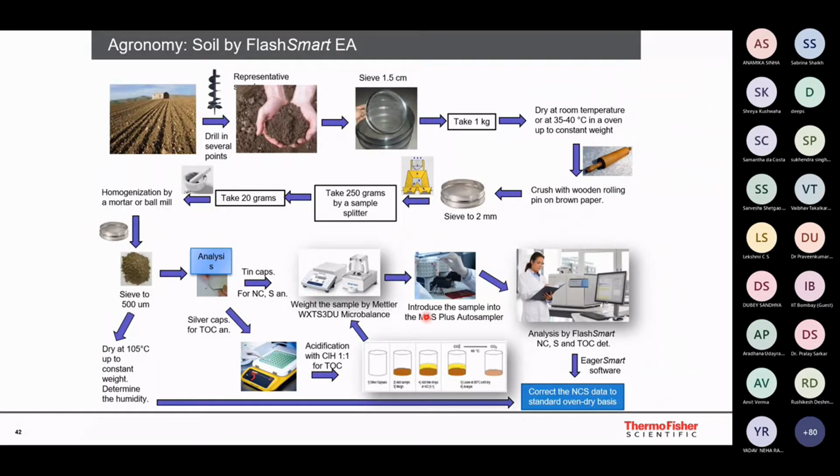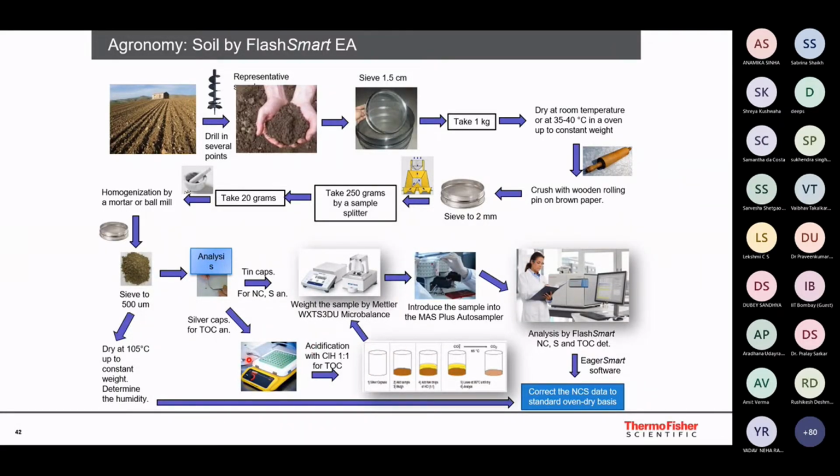There is one more thing: you can analyze TOC also, total organic carbon. See here, we find the total carbon, meaning organic as well as inorganic. But if you require only organic carbon, there is a very sophisticated instrument already available in the market for TOC. But Thermo has developed one technique where you can find the organic carbon in soil samples.